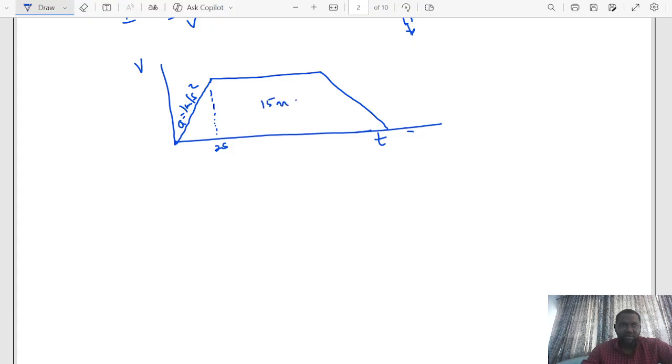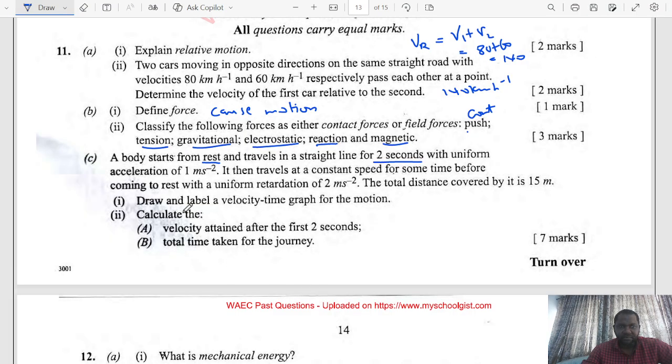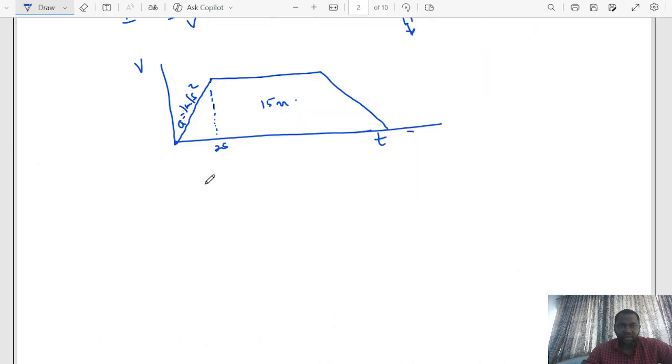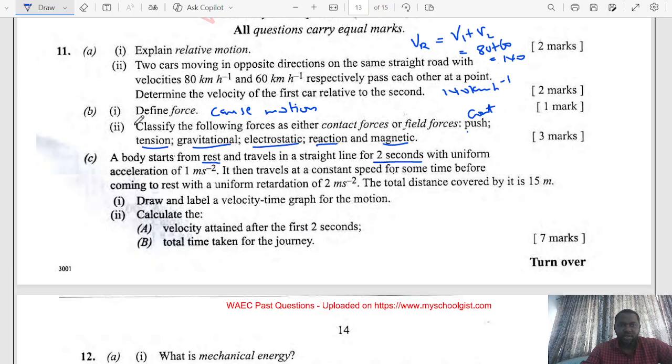So we have a lot of questions to answer here. The first one is to draw and label a velocity time graph for the motion. That's exactly what we've done here. It's velocity, you can put the unit, which is meters per second. Then time, you can put the unit, which is seconds, right? That is exactly what we have here. I can say that the distance s is equal to 15 meters. So this is well labeled.